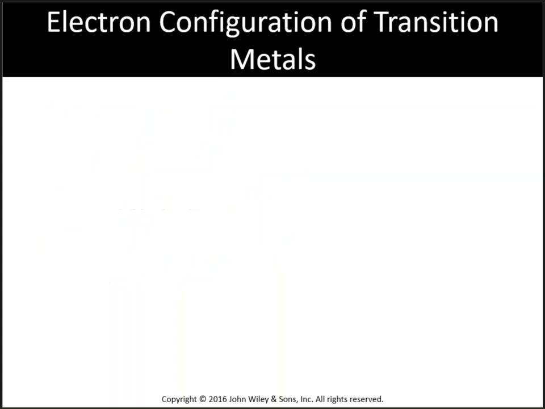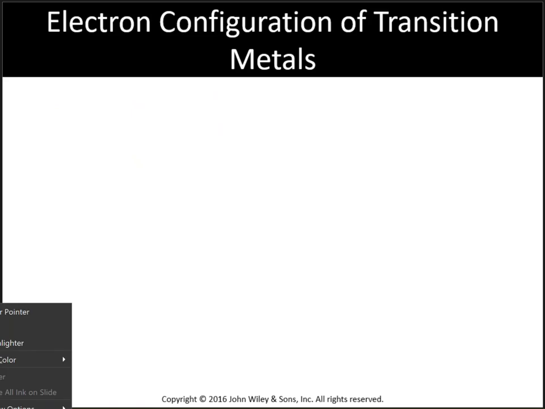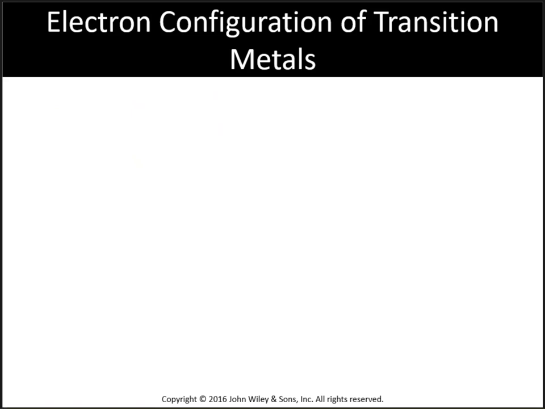Now let's look at a couple of exceptions for electron configuration of transition metals. Let's look at the electron configuration of chromium first. Then we're going to look at the electron configuration of copper. So for chromium, I'm going to adopt the electron configuration of argon, 4s2, and chromium is the fourth element of the d block elements.